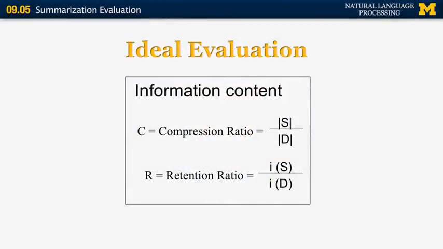So let's step a little bit back here and think, what would be an ideal evaluation for a summary? What does a summary really achieve? Well, it has to do with the idea of a compression ratio and a retention ratio. The compression ratio is essentially what percentage of the original document is preserved in the summary. And the retention ratio is what percentage of the information in the document is preserved in the summary.